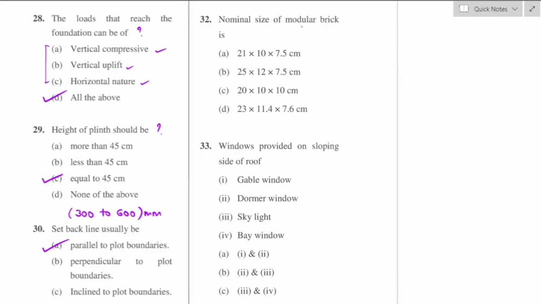Question number 32. Nominal size of modular brick. Bricks having certain thickness of mortar are called modular bricks, having a standard dimension of 200 mm by 100 mm by 100 mm, which means that it is 20 by 10 by 10 centimeter. Option C is the right answer. And non-modular bricks are of size 23 by 11.4 by 7.6 centimeter.